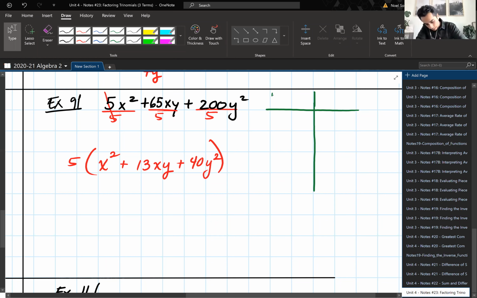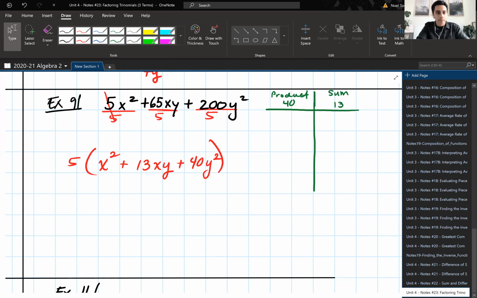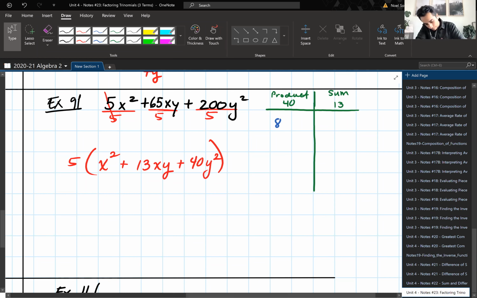Yeah, we want a product of 40, but a sum of 13. Okay, and can you think of factors that will give you a product of 40, but add up to be 13 as well? All right, good. Looks like 8 and 5 or 5 and 8, both of them positive. Positive 5, positive 8. Product to be positive 40. They also add up to be 13.